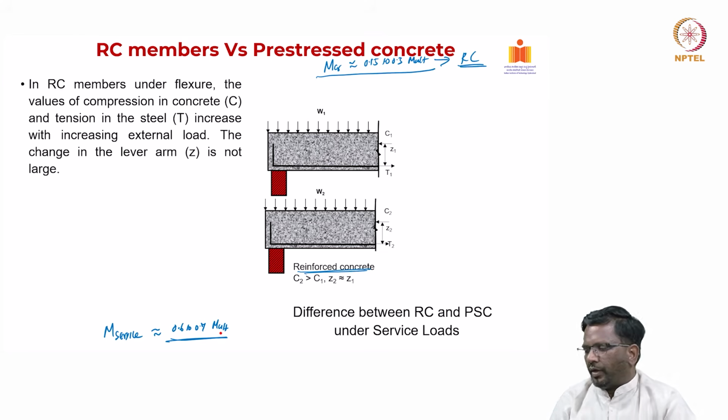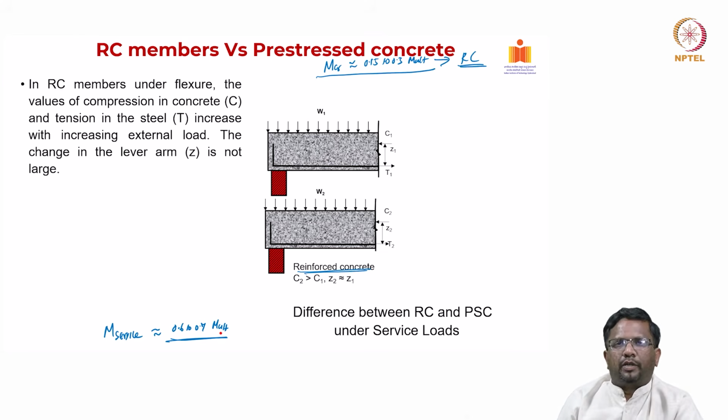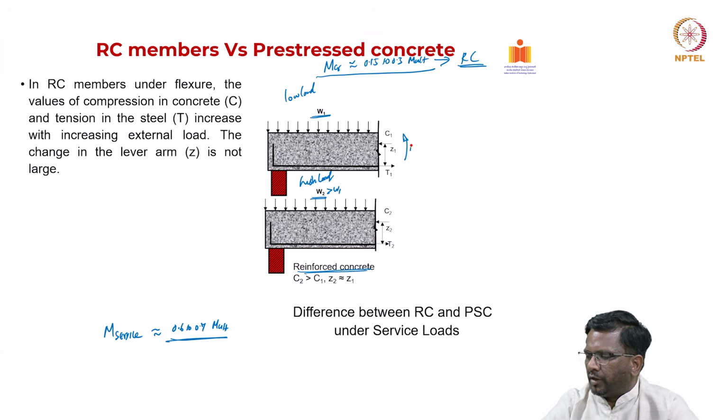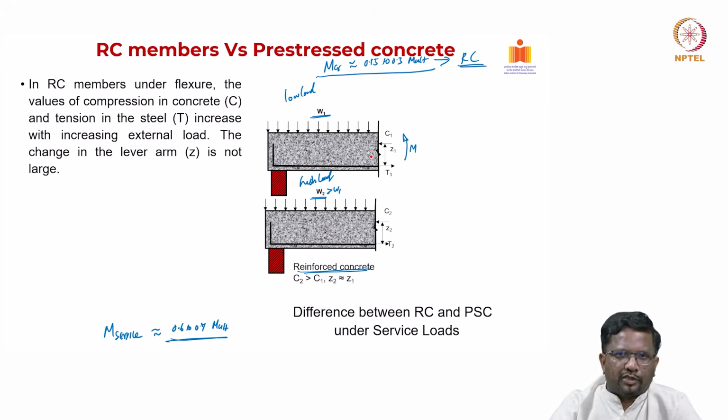Now let us look at the cross section, or I should say a free body diagram, of, let us say, a simply supported reinforced concrete member that is subjected to uniformly distributed load like this. We have two scenarios, which is, let us say, low load and this is high load, or in other words we say that W2 is going to be greater than W1. Now what you see here is there is going to be a bending moment acting, a bending moment that has to be resisted by the internal forces that are developed in the cross section.